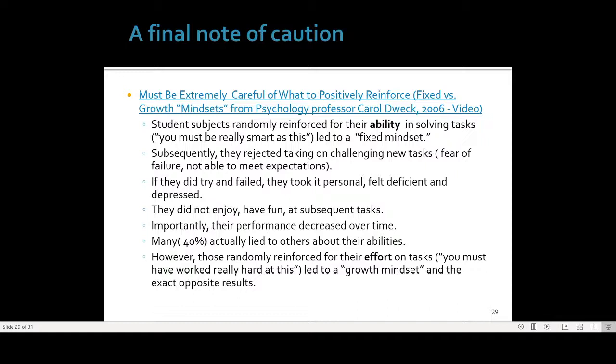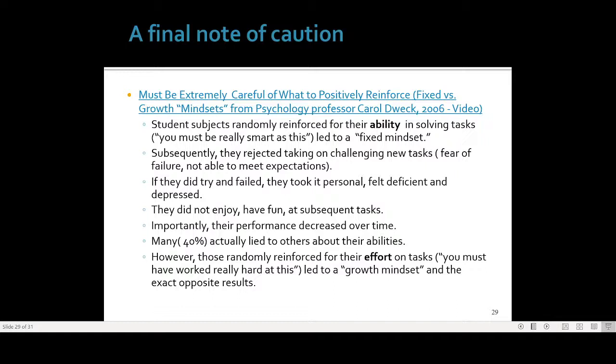Here I'm going to put it: some of the research done by Professor Carol on mindset. She's a psychology professor. She said there are two mindsets, a fixed mindset and a growth mindset. She has done studies with students. Subjects were randomly reinforced for their ability to solve tasks. Telling them you are really smart at this led to a fixed mindset.